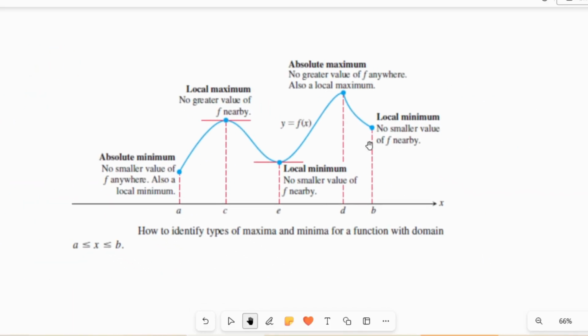Suppose you consider this function, these are the limits A and B, the closed interval A to B. To find the absolute maximum, you have to find these points also: C, E, D. That is, the absolute maximum is at D and the absolute minimum is at A. So to find the absolute maximum and absolute minimum, we have to find the f of x values by substituting these endpoints and also the critical points.